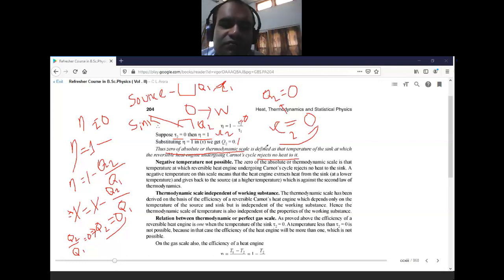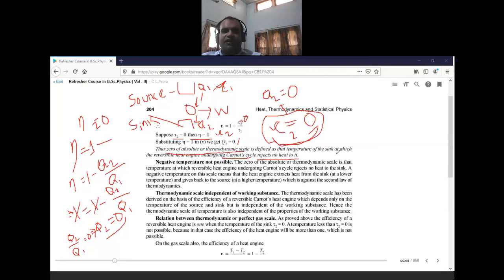So again I am reading the statement. The zero of the absolute or thermodynamic scale is defined as that temperature of the sink at which the reversible heat engine undergoing a Carnot cycle rejects no heat to it. Reversible heat engine means I have to write that heat is being taken, this heat is Q1, and some heat is being rejected, the rejected heat being Q2.